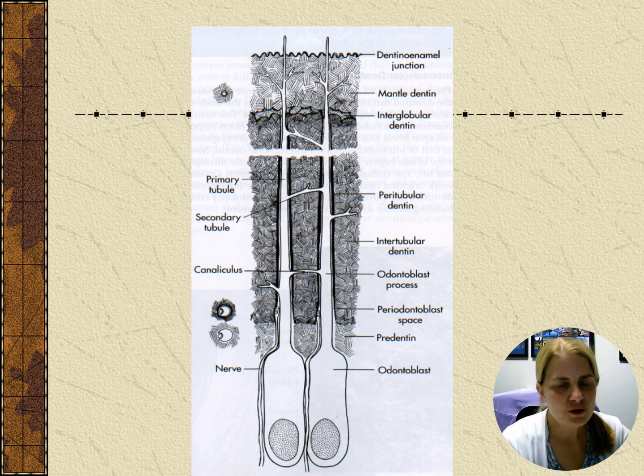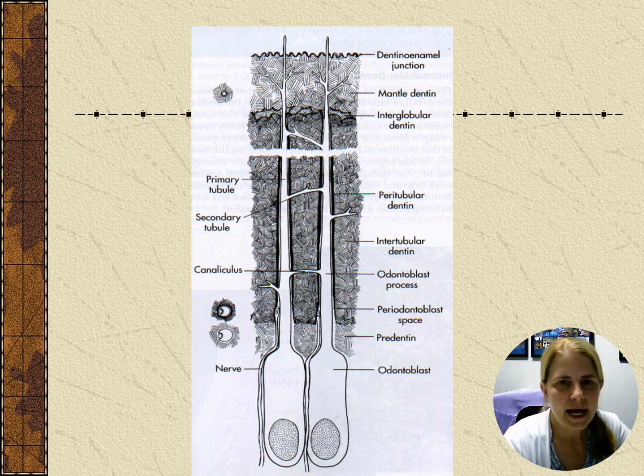If you look at this picture, you can see the odontoblast, which is our dentin-forming cell, in the first layer of predentin near the nerve of the tooth, and then we've got our intertubular dentin and our peritubular dentin around the dentin tubule, our intertubular between the dentin tubules, our interglobular up towards the mantle dentin, and then our DEJ at the top with that last little process sticking out there where the dentinal tubule would be in the cervical area most of the time. You can see the little secondary tubules where the odontoblastic processes are connected.